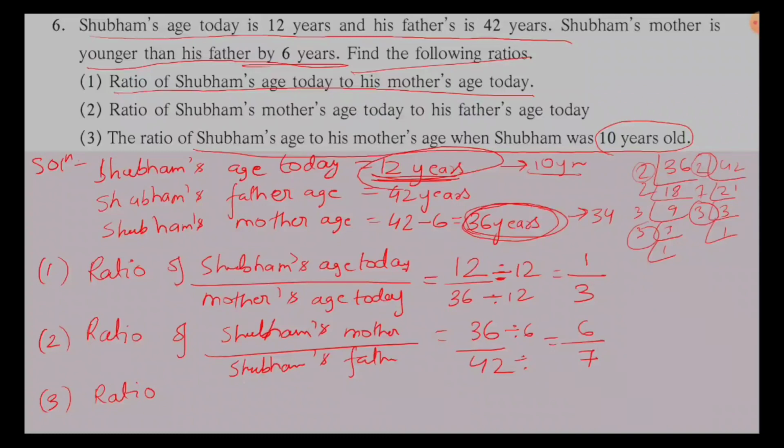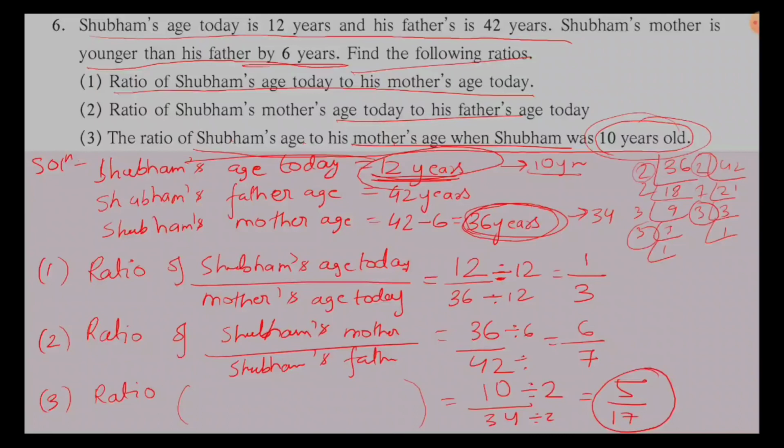So we have to find out here. There is no space, but you have to write this whole statement over here, and then you will be writing 10 upon 34, Shubham's age to his mother's age when Shubham was 10. Okay, we will be dividing both numbers by 2. That will be getting 5 upon 17. Okay, this will be the ratio of when Shubham's age was 10 and her mother was 34 years old. Okay, so this is how we will be finishing our practice set of our chapter ratio and proportion.